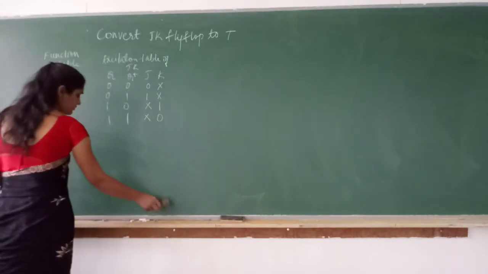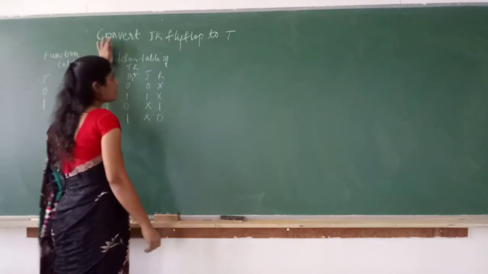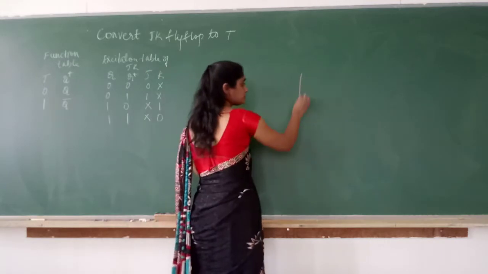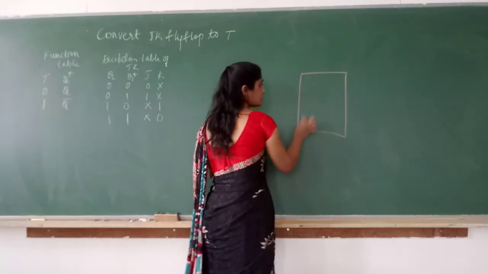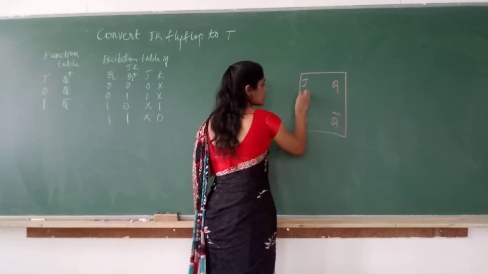Again, the steps are the same. If you understand one conversion, the remaining conversions you yourself can do. So just to explain the concept, I've taken how we can convert a JK flip-flop into a T flip-flop. That means we have a JK flip-flop, with Q and Q bar. So this is the JK flip-flop.